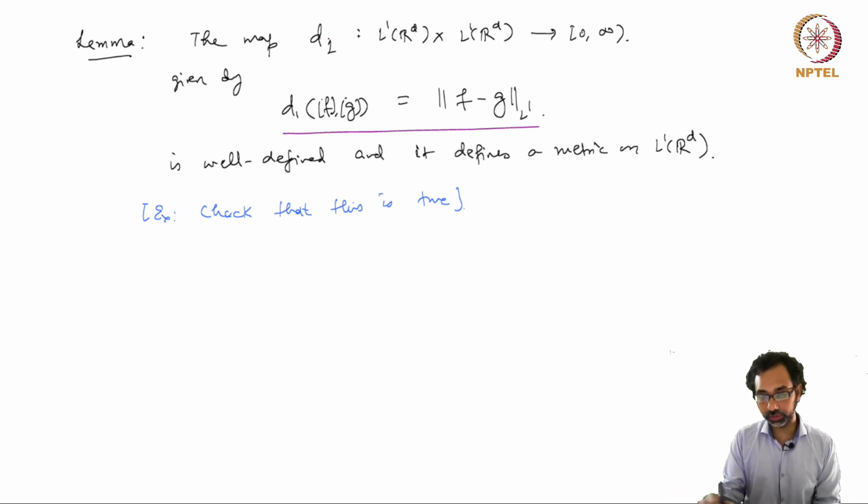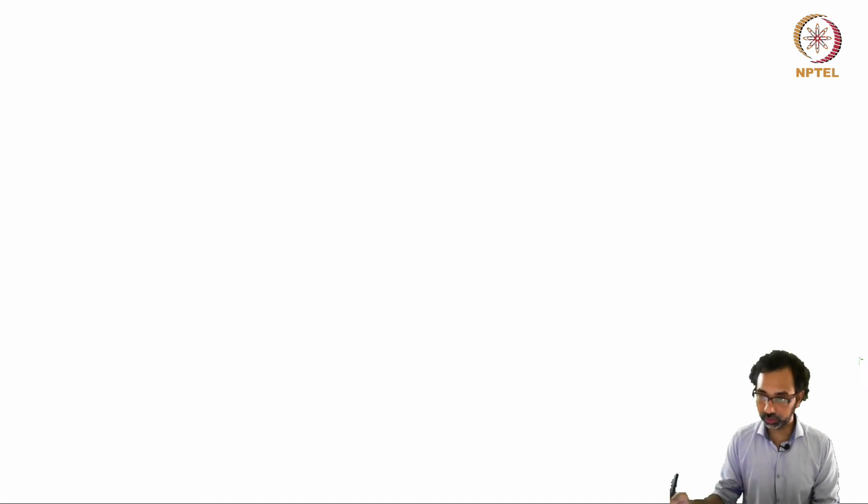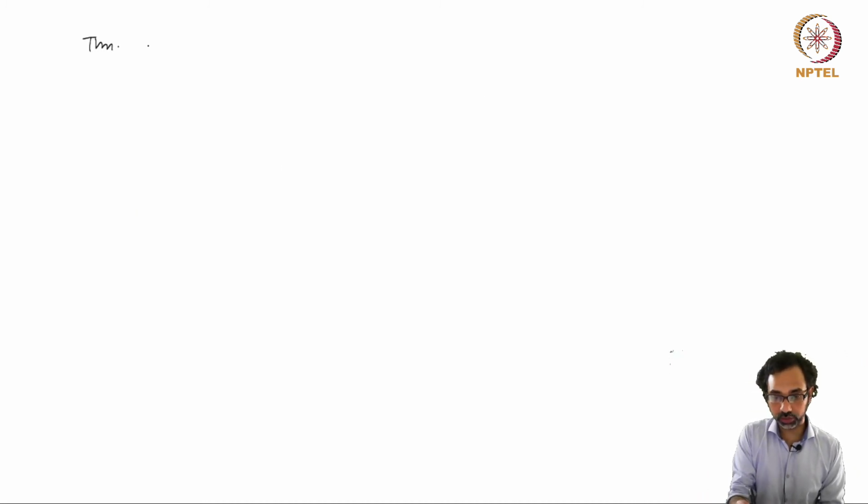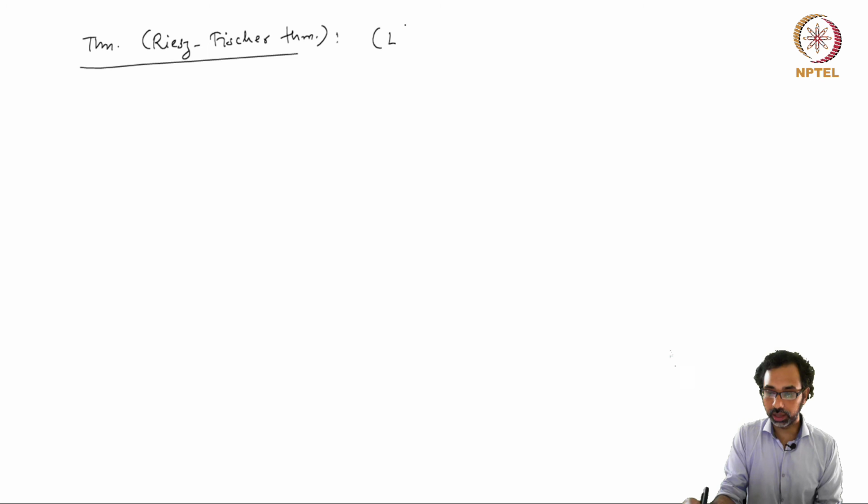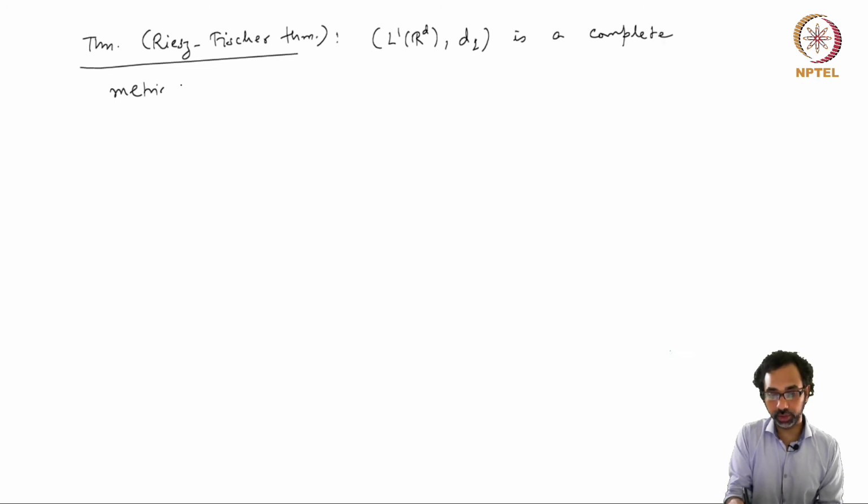So the importance of this metric comes from the next theorem, which is called the Riesz-Fischer theorem. It says that L1(R^d) equipped with this metric d1 is a complete metric space, which means that all Cauchy sequences converge.